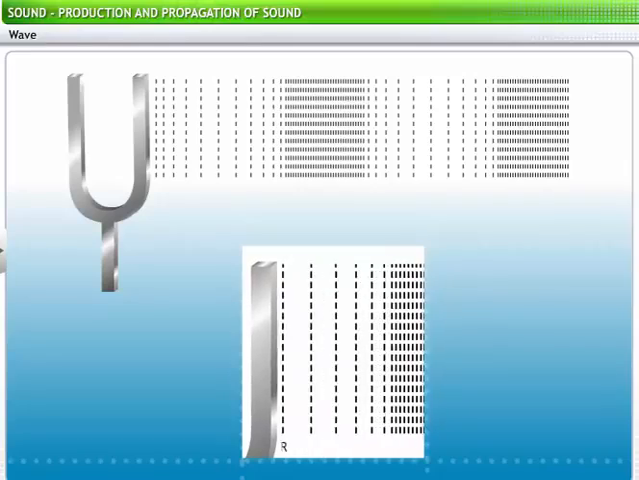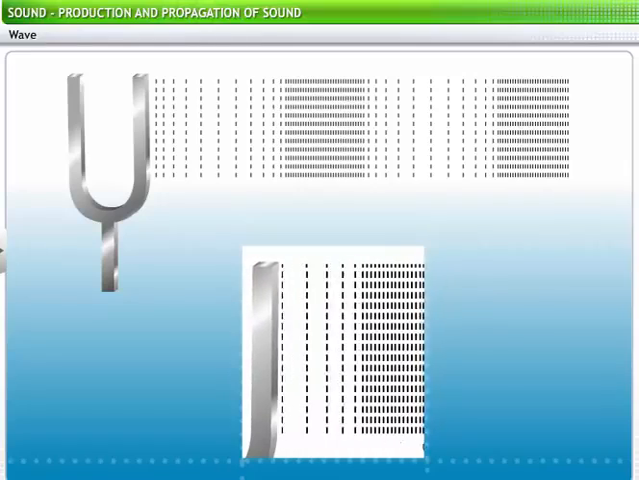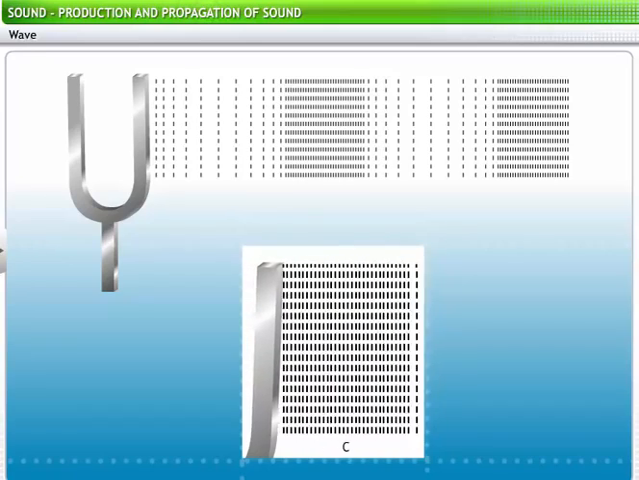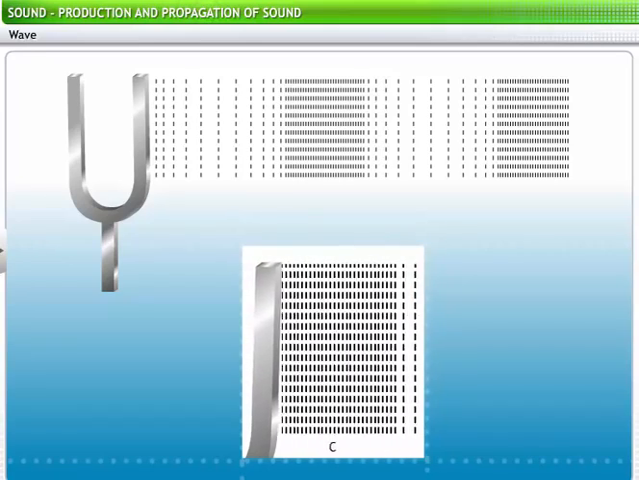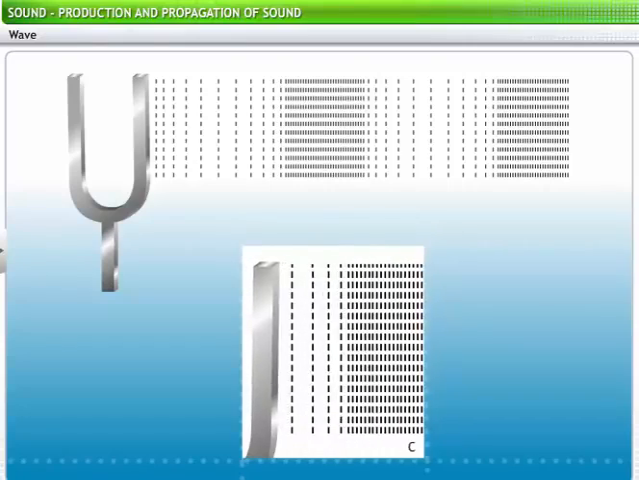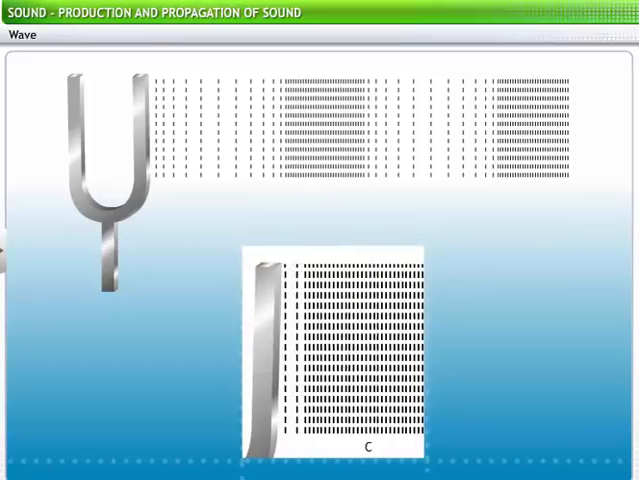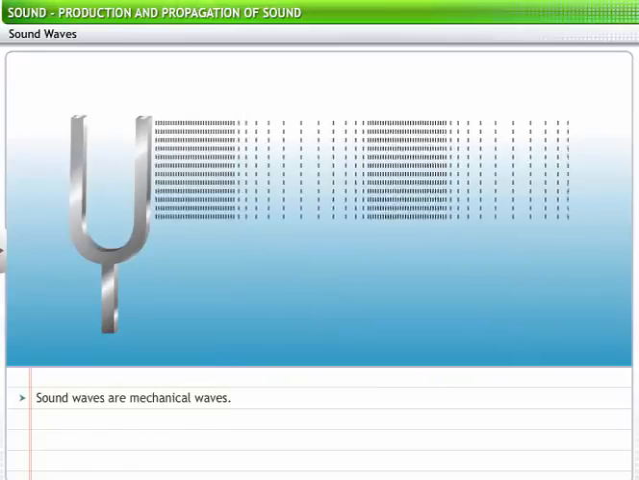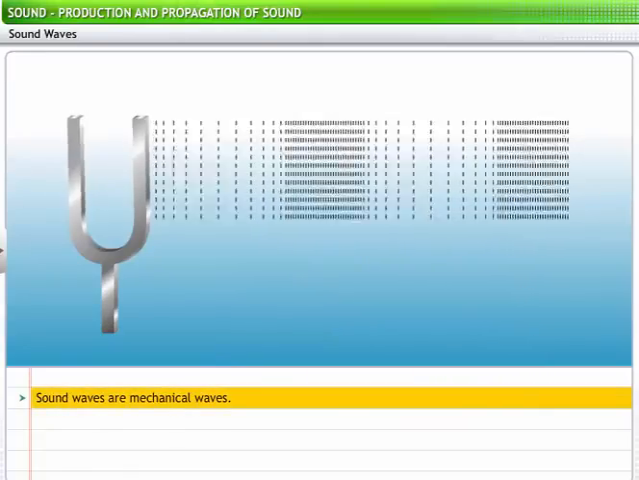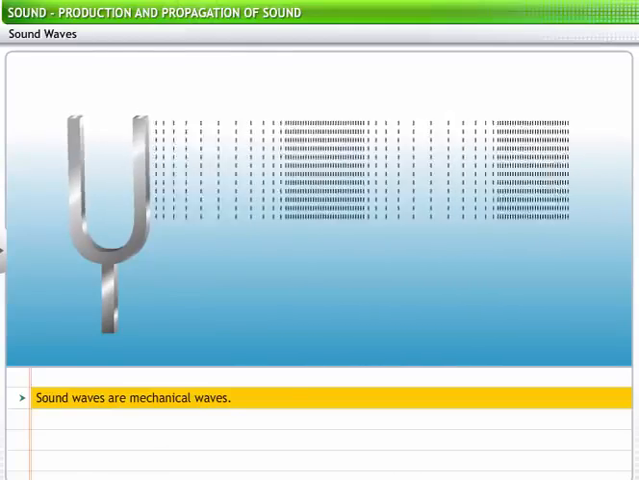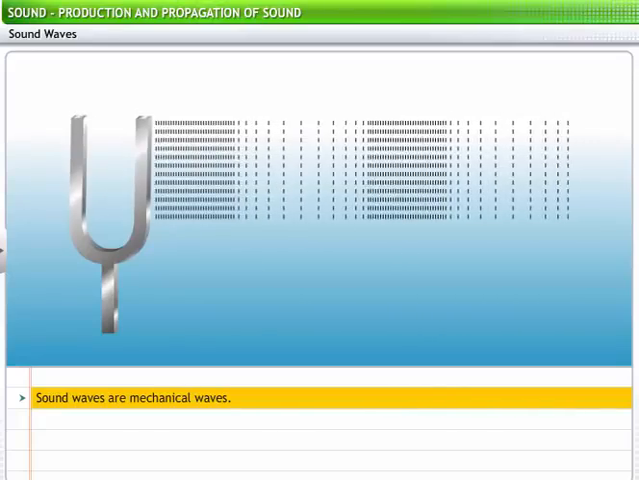Thus, as the tuning fork vibrates, the to and fro motion of the prongs of the fork create a series of compressions and rarefactions in the air between the fork and the listener. These compressions and rarefactions comprise a sound wave that propagates through the medium. As sound waves travel as disturbances propagated through air by a mechanism of particle-to-particle interaction, they are termed as mechanical waves.